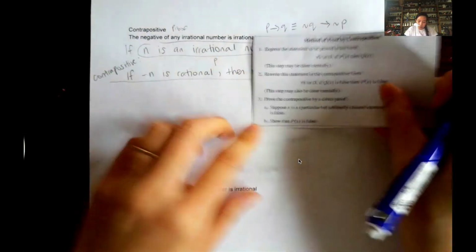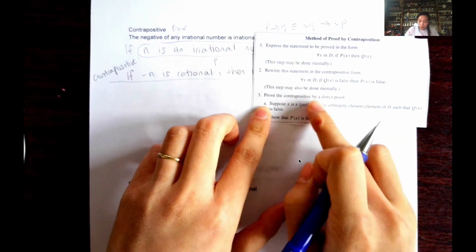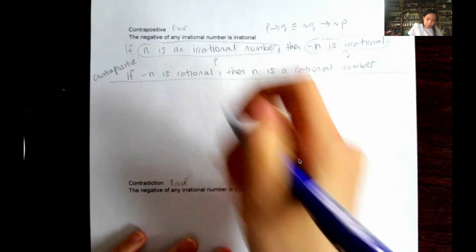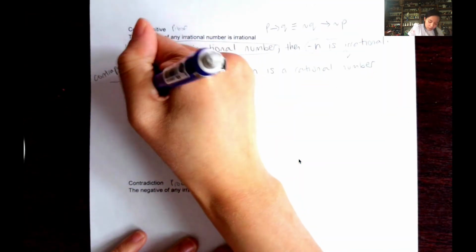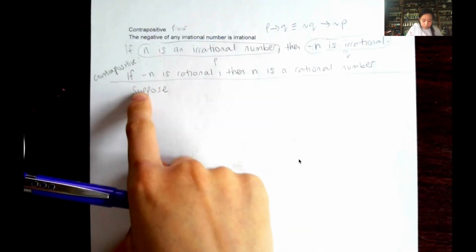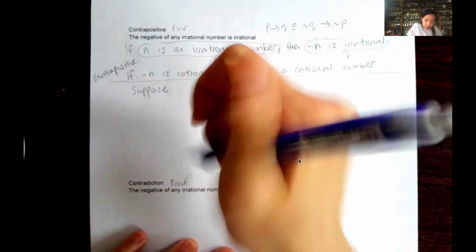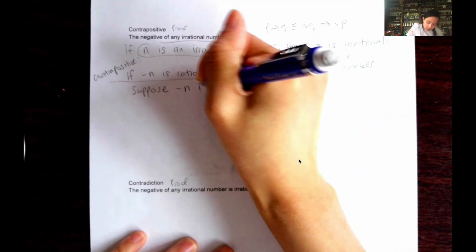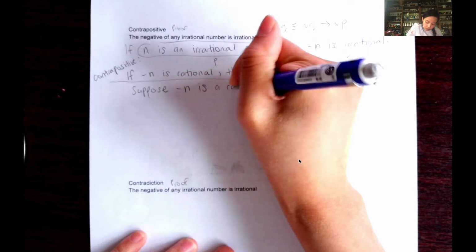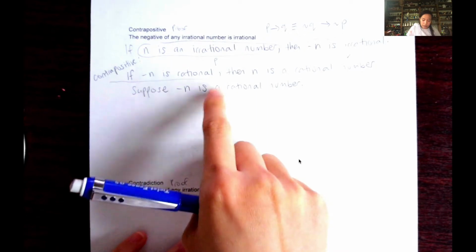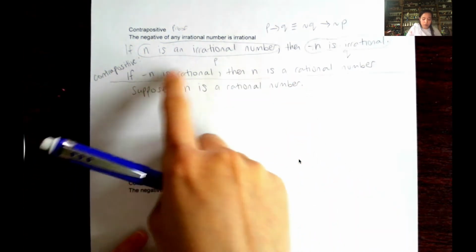So now what you want to do next is you want to prove the contrapositive by a direct proof. So this right here is the contrapositive, and you want to prove the contrapositive by a direct proof. So you say, suppose, or assume. So suppose, and then you write the if part of the if-then sentence. So suppose negative n is a rational number. I wrote a rational number instead of just saying negative n is rational, same thing.